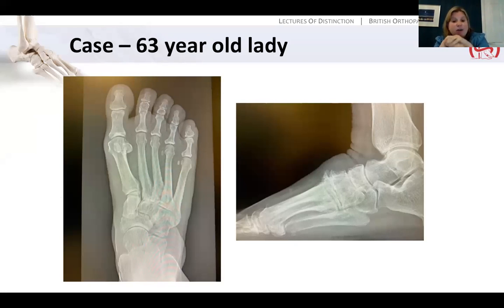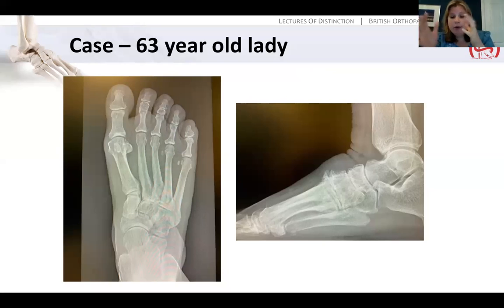So just a very quick case. So this was a 63-year-old lady who I saw in clinic, and she was quite an active lady. She cared for her father who was unwell. I think she worked in an office, nothing too strenuous, but over time she developed pain in that midfoot. And interestingly, she had pain with palpation over her second and third tarsometatarsal joint, and also over that medial navicular cuneiform. So we ended up counseling her.